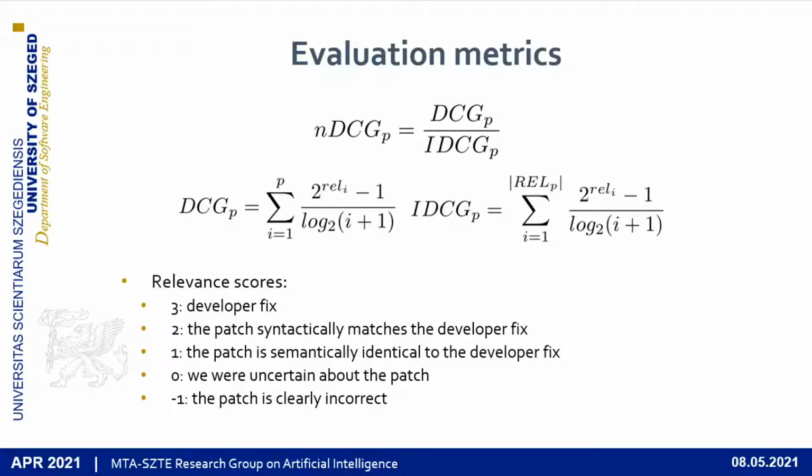It gets the score 0 if we were uncertain about the patch, and -1 if the patch is clearly incorrect, so, for example, there are syntactic errors in it. In addition to these, intermediate categories are also conceivable.